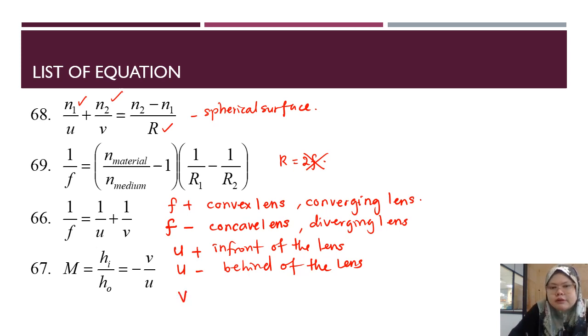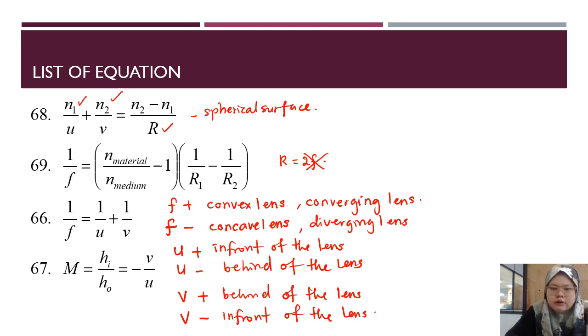Alright, and then V. V positive, so ini jangan confuse dengan mirror. V positive maksudnya dia located behind of the lens. Sebab apa? Sebab dia adalah real image. Dia undergo refraction. So bila refraction, V positive meaning that dia form behind of the lens. And then V negative maksudnya dia form in front of the lens.